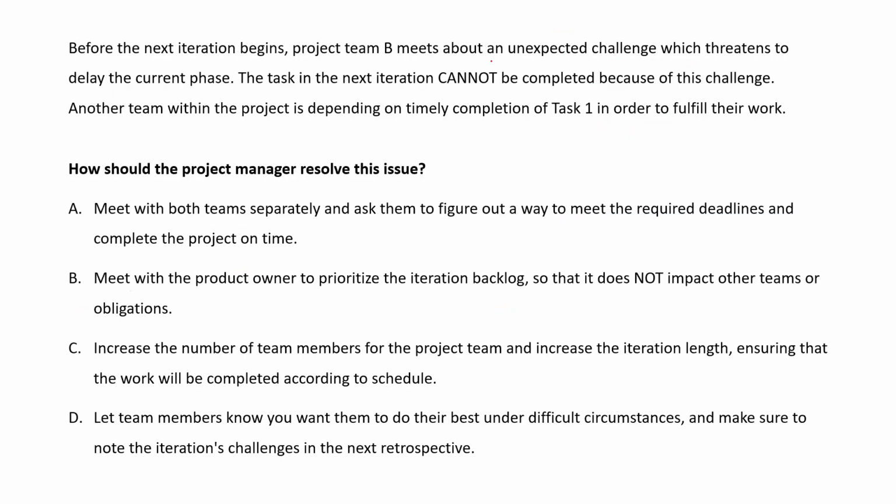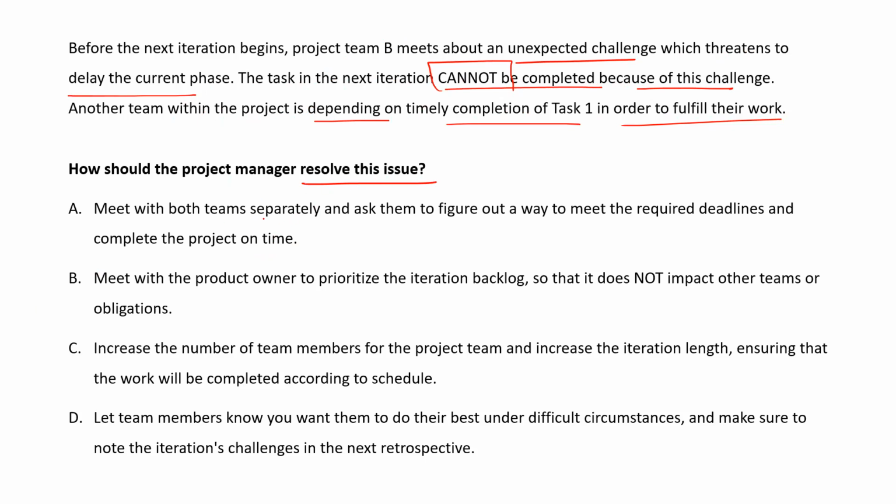Next question. Before the next iteration begins, project team B meets about an unexpected challenge which threatens to delay the current phase. The task in the next iteration cannot be completed because of this challenge. Now we have a problem, right? We have an impediment or block or obstacle. Another team within the project is depending on timely completion of tasks in order to fulfill their work. So because of a blocker, many teams are waiting. How should the project manager resolve this issue?